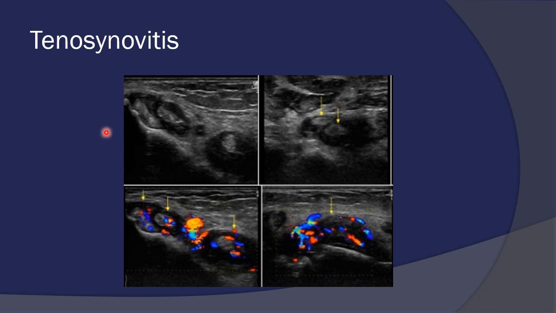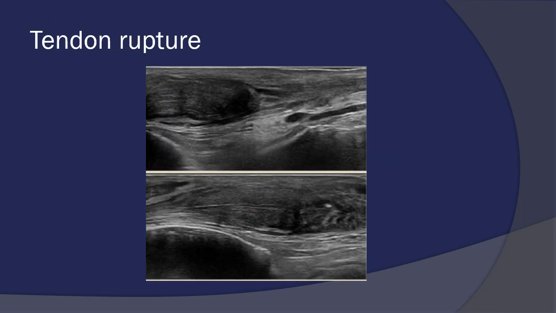By far, the most common pathology seen regarding the tendons is tenosynovitis, where we can find fluid surrounding the tendons, maybe thickened tendons, and increased vascularity on Doppler study. This is an example of a tendon rupture, where we can see a full thickness tear or rupture from the insertional site that leads to retracted, thickened fibers of the tendon.